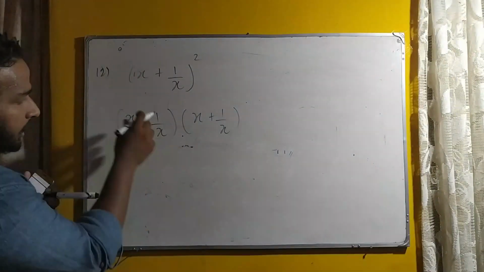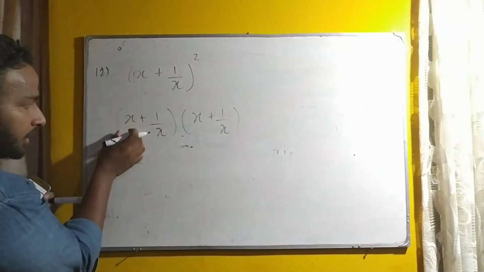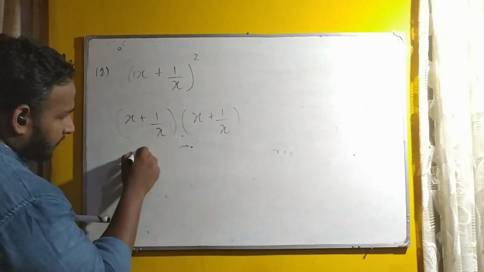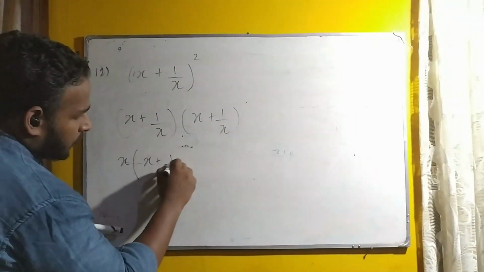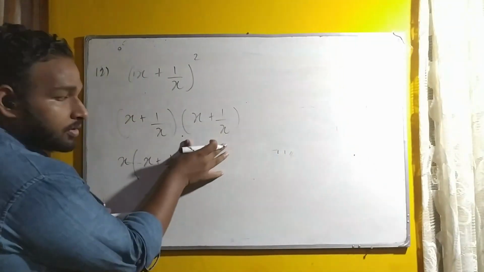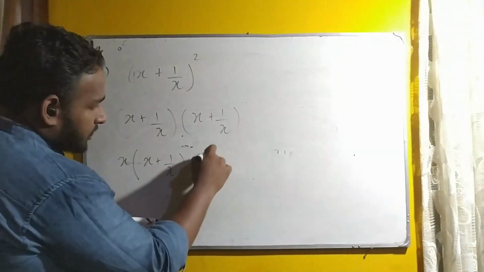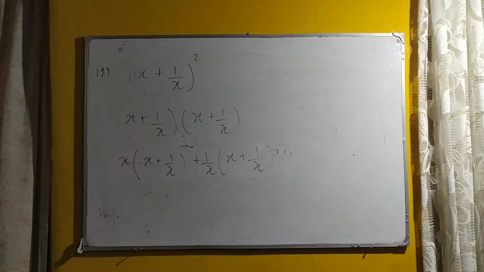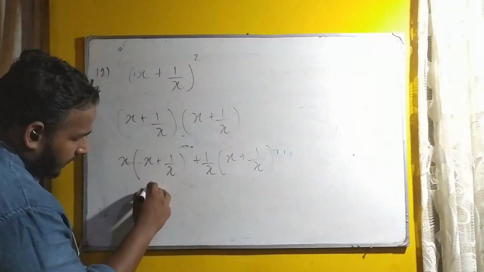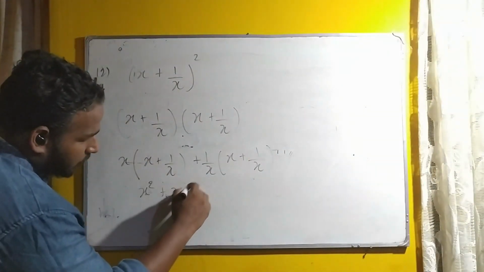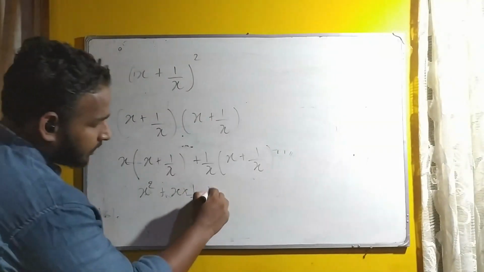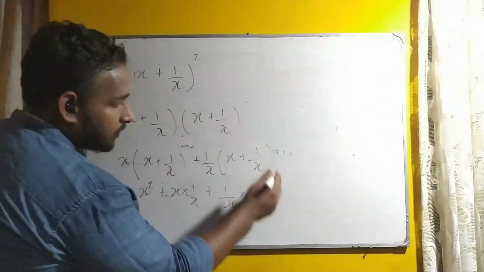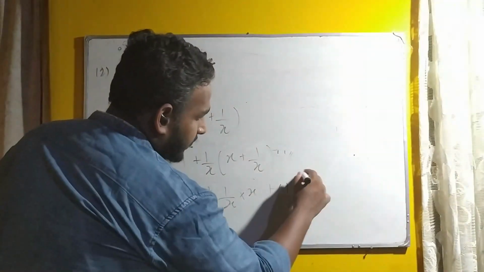Okay, so first one. How to remove this bracket? This one you should multiply with this one, and this one with this one. So I am multiplying x with (x plus 1 over x). This x I multiply with all of this. Now I am multiplying the plus 1 over x, I should multiply by (x plus 1 over x). So now x into x is x squared, plus this one x into 1 over x, I am just keeping that, plus this one 1 over x into x, plus 1 over x into 1 over x is 1 over x to the power 2.